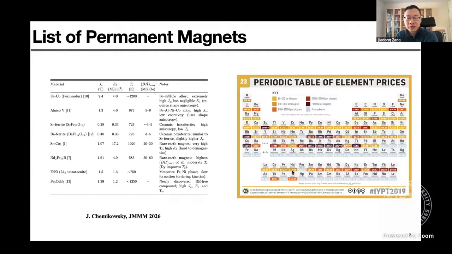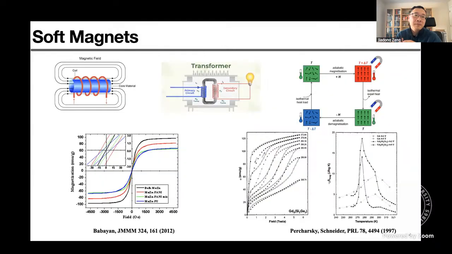permanent magnets. These are so-called hard magnets, and soft magnets are also very interesting. Soft magnets have zero remanence and zero coercivity field. For example, they can be used in transformers or inductors. For this, the best material so far is manganese zinc ferrite, and it works pretty well in the kilohertz region. But we want inductors to work in a higher frequency region, and there is no good material candidate so far.